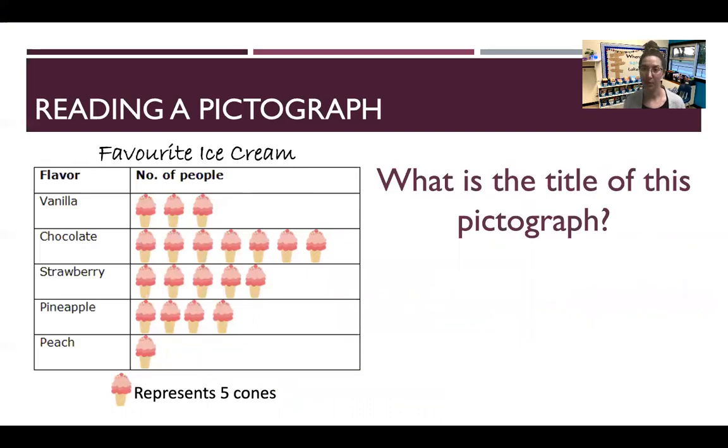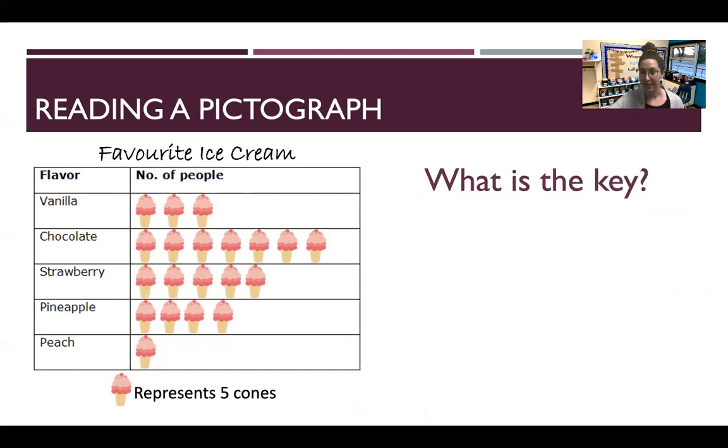Now that you have your pictograph in front of you, the first thing you need to be able to do is learn how to read it. In order to learn how to read it, you're going to answer questions that I give you. Some of the questions are things like these. The first one is, what is the title of the pictograph? Easy peasy, you can nail that. You find the title, you write it down. Favorite ice cream is the title. Next, what's the key? I find the key, I rewrite it on the line. Ice cream cone represents 5 cones.